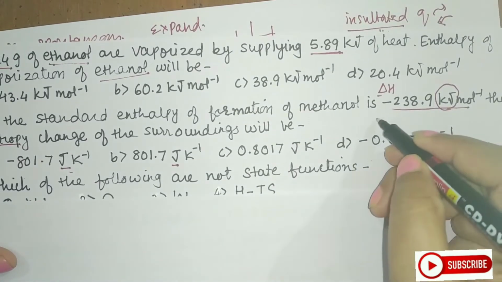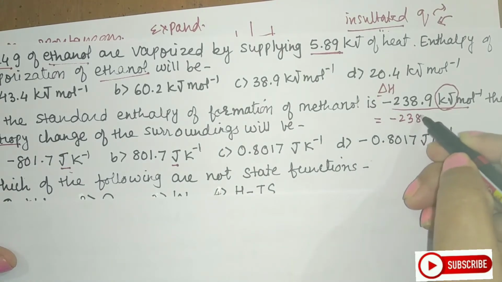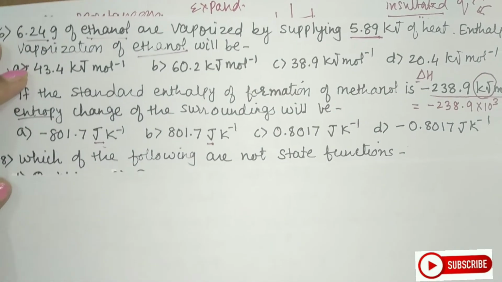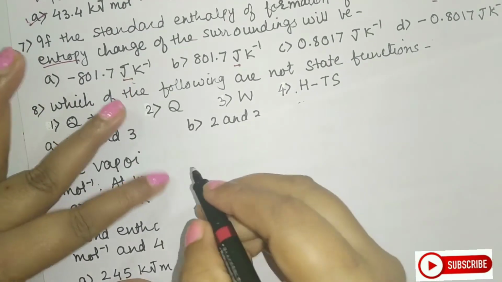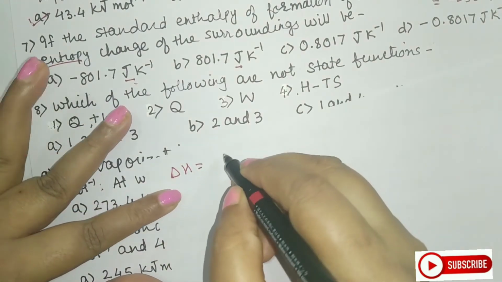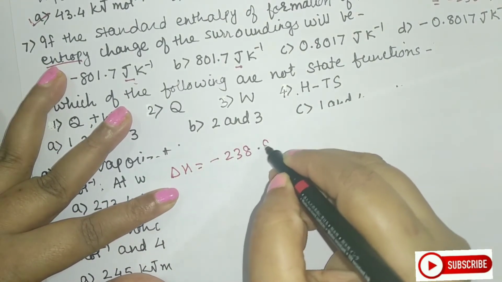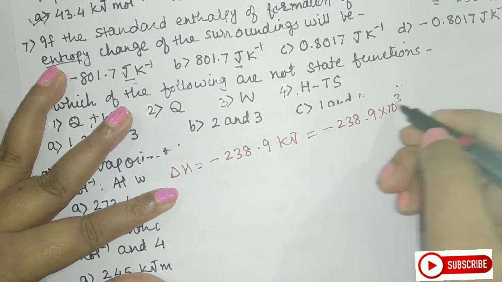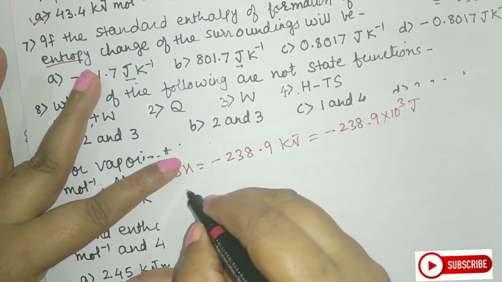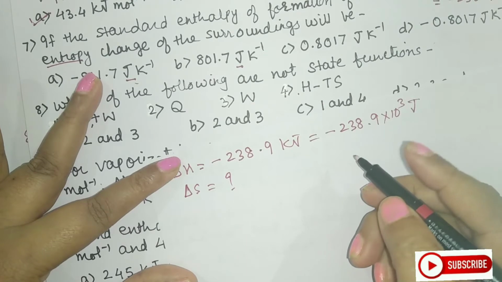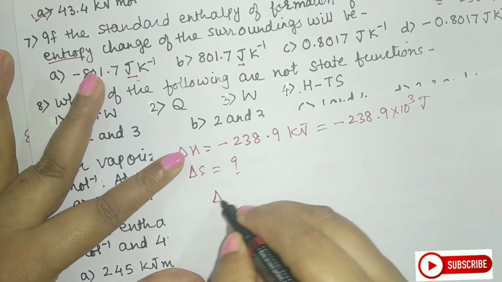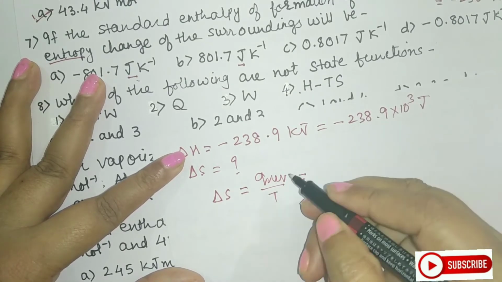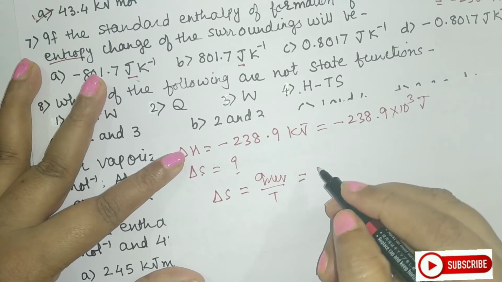So let us first convert this value, that is minus 238.9, into 10 raised to 3 J. Now I have matched the units for both the values. Now let us come to the formula. So delta H is equal to minus 238.9 kJ, that is minus 238.9 into 10 raised to 3 J. Next, delta S I have to calculate. Now what is the formula? So the formula is delta S is equal to Q reversible by T. Now here the Q means heat which is supplied, and this heat is supplied at constant pressure.